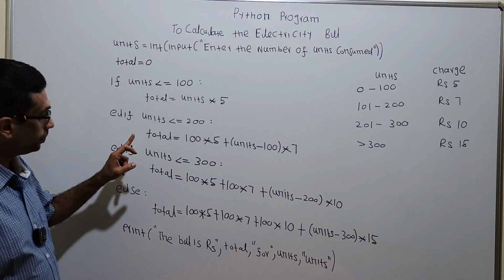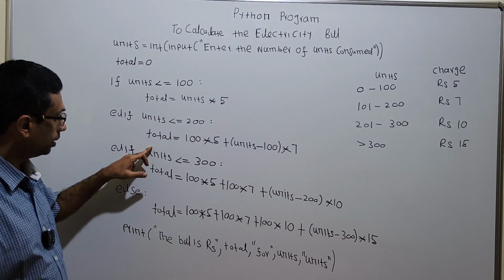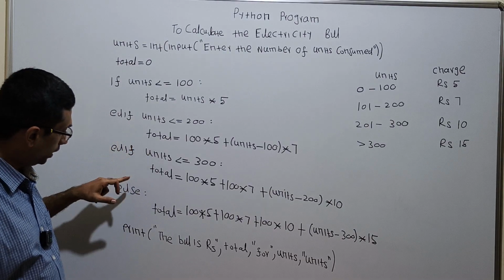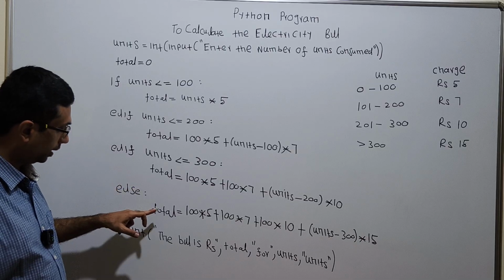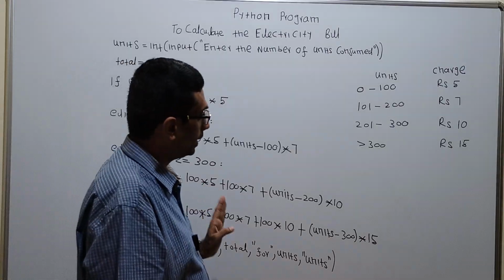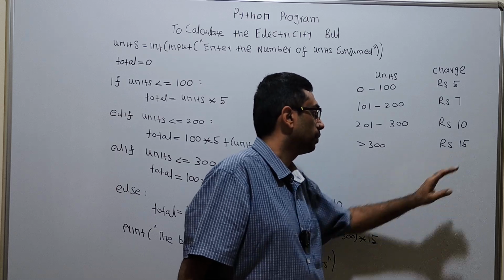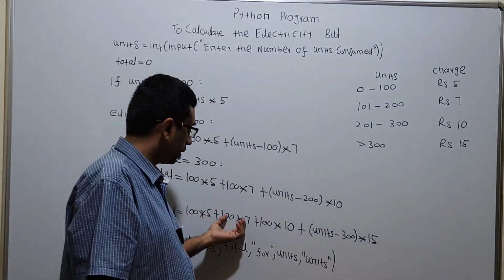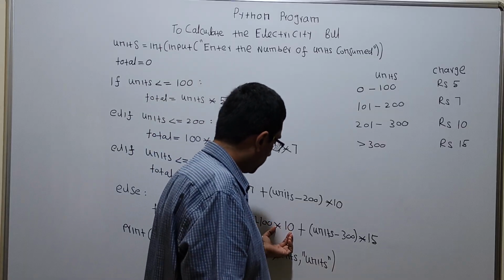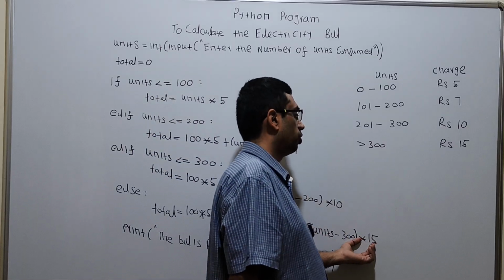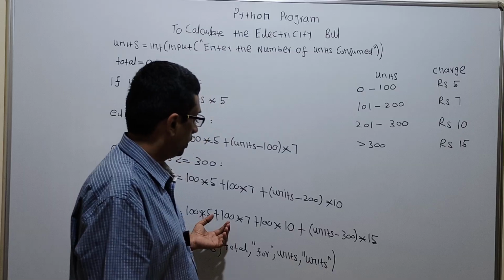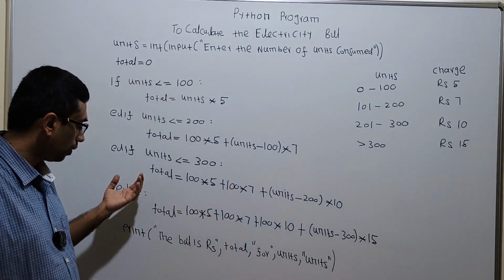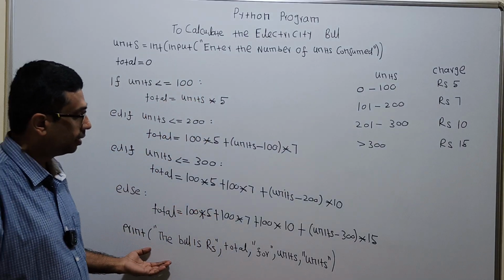If this is also false, then the controller will come to the else statement and it calculates the total amount, which is in the category of greater than 300. I am charging 15 rupees. For the first 100 units 5, next 100 units 7, next 100 units 10, for the remaining units 15 rupees. So this is my calculation. After this calculation, the control will come out and print the result.